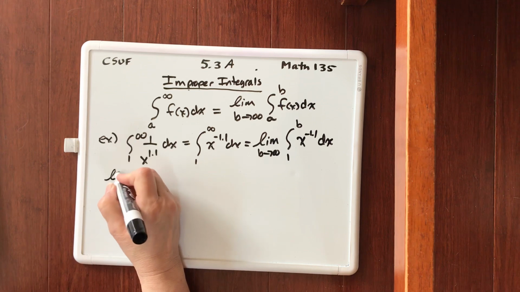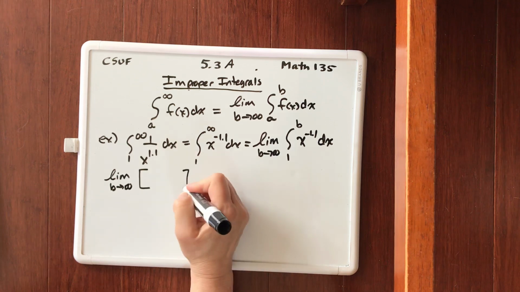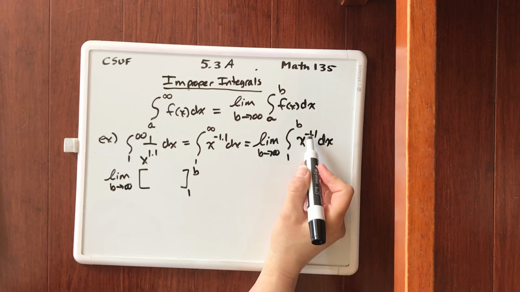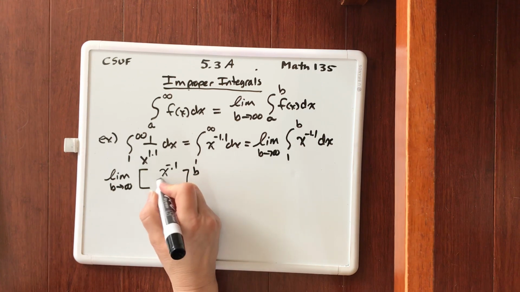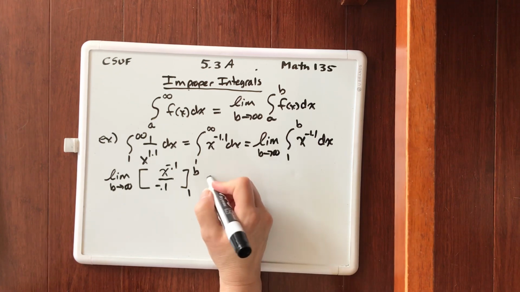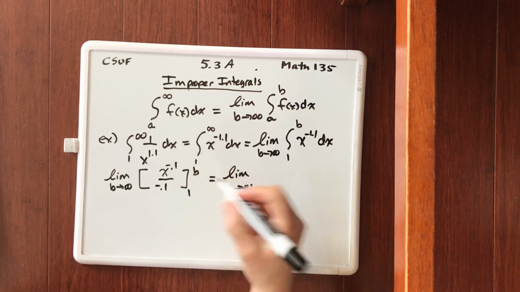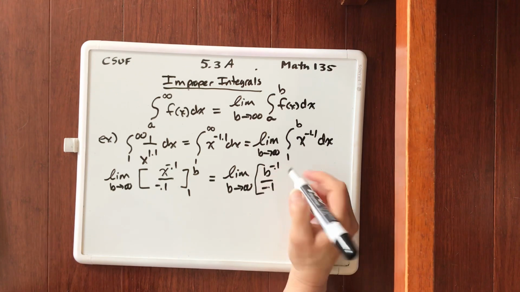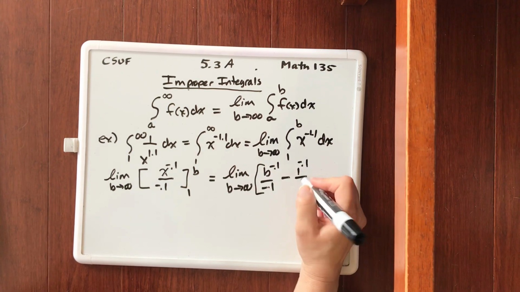We still need to write our limit as b approaches infinity, and then we're going to integrate from 1 to b. All right, so we add 1 to our exponent, and we get x to the negative 0.1, and then we divide by that same value, negative 0.1. Okay, and now we're going to evaluate that. We'll put our b in there, and we get b to the negative 0.1 over negative 0.1, minus, now we're going to put our 1 in there, 1 to the negative 0.1 over negative 0.1.